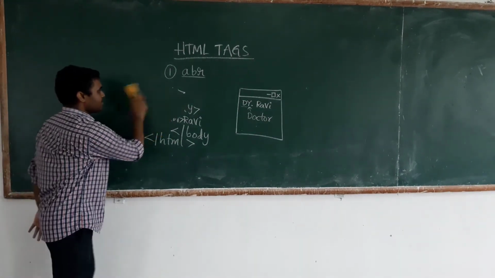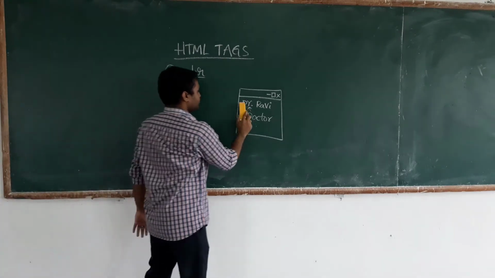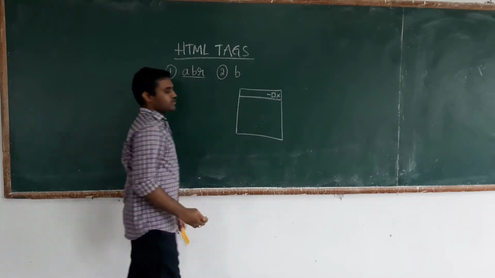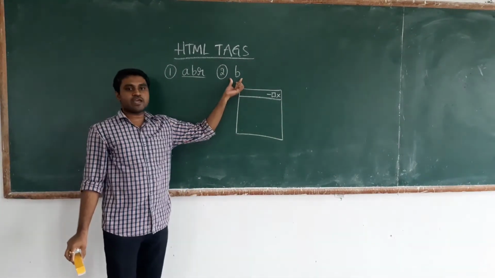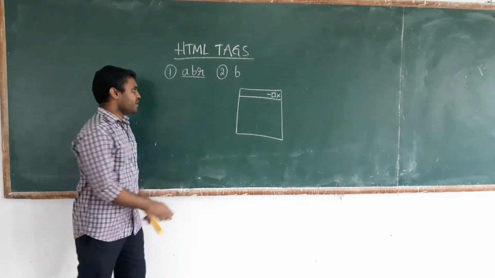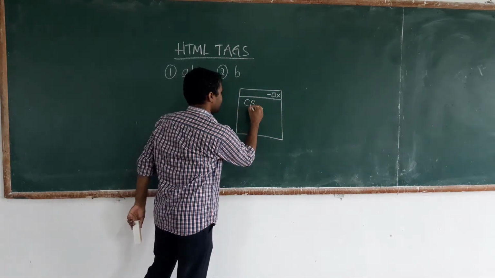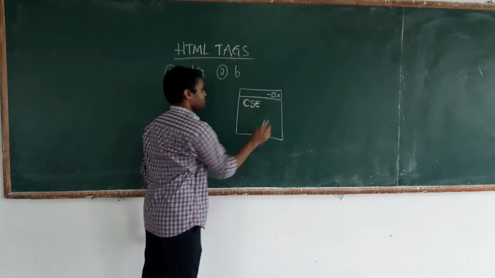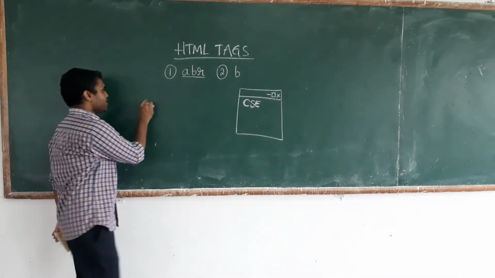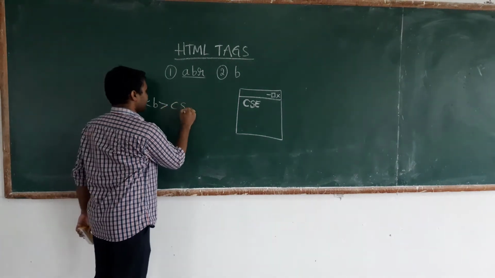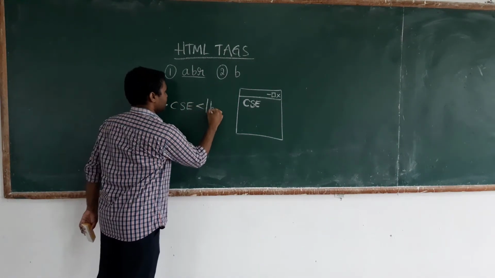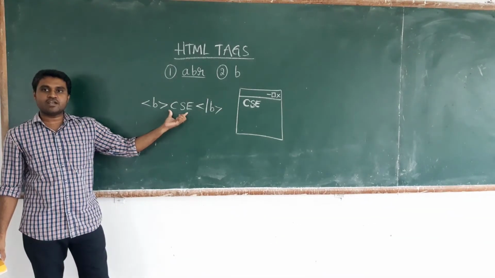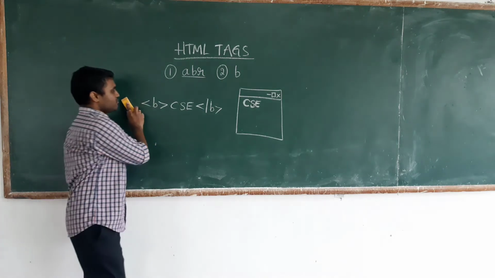So we'll see the next one, the second tag, that is the B tag. The B tag is used to display bold text. Let us say, for example, I want to display a text like this: CSE in bold letters. Bold indicates thick letters. That thick text will be displayed by using a tag called B. If you write like this: <b>CSE</b>, it indicates that the text CSE will be displayed in bold letters. So this is the second one.